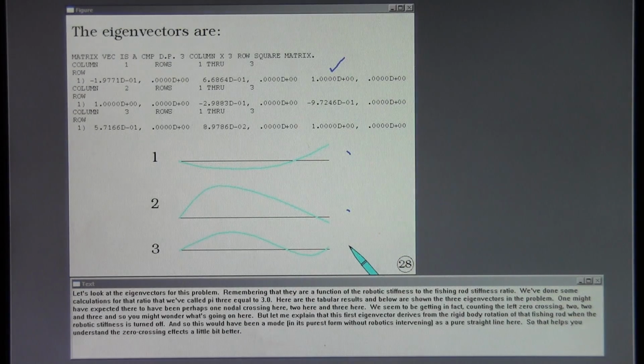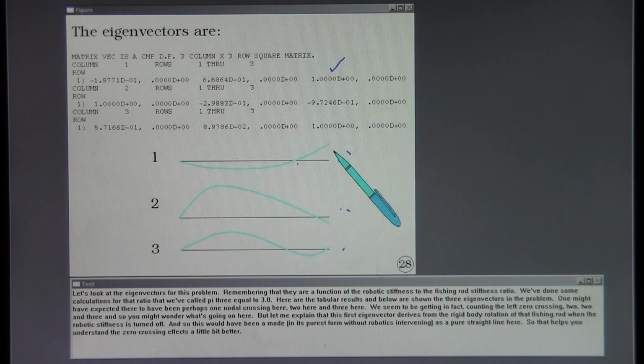One might have expected there to have been perhaps 1 nodal crossing here, 2 here, and 3 here. We seem to be getting, in fact, counting the left 0 crossing, 2, 2, and 3, and so you might wonder what's going on here.